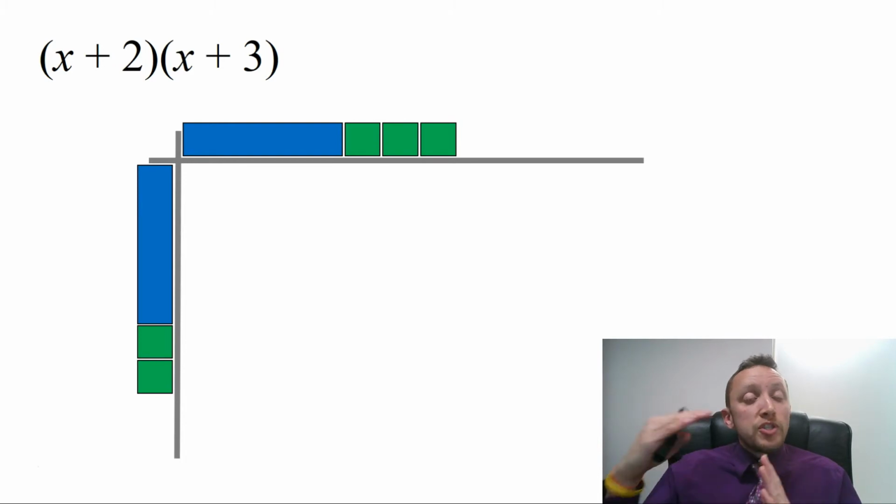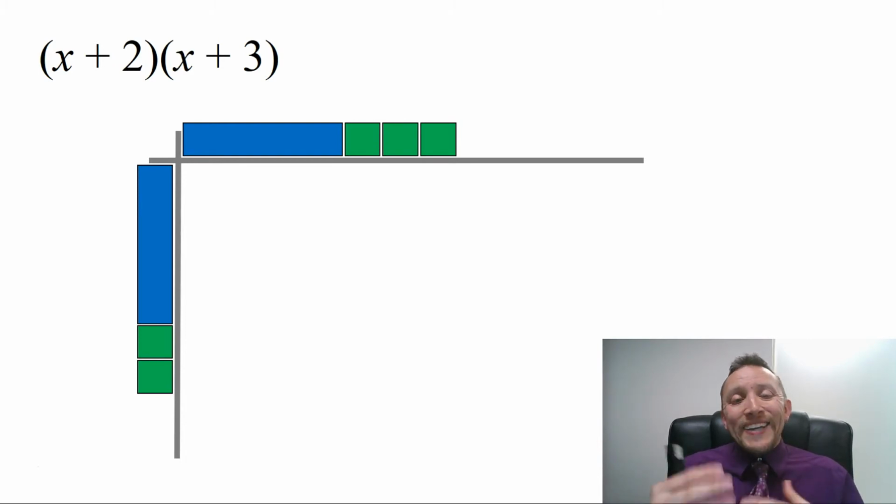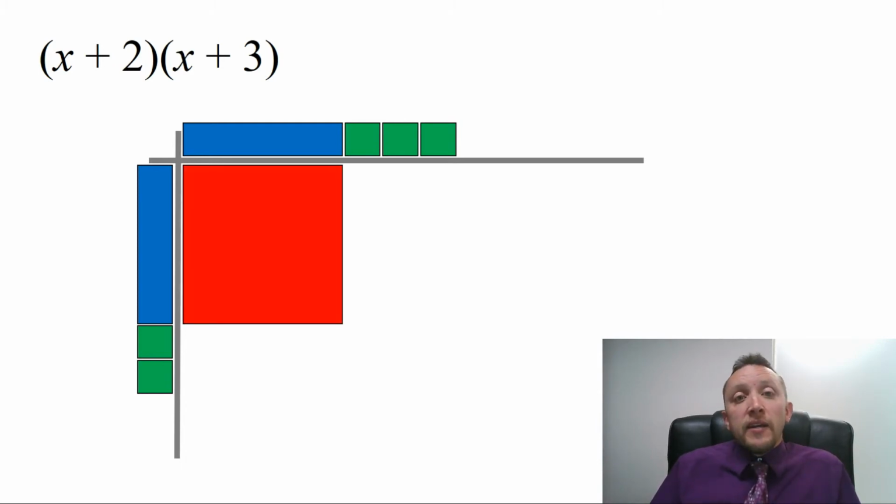So now we have those two x's. Well, what's x times x? X squared. Or you could also find the tile that has the same dimensions as those two blue tiles, and it would be the x squared tile. So we're going to put that in that top left corner.